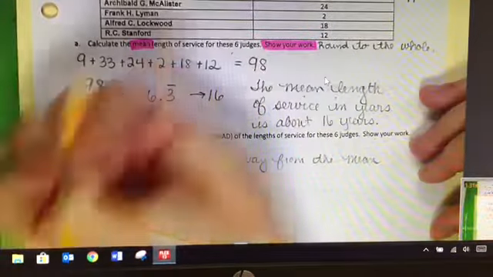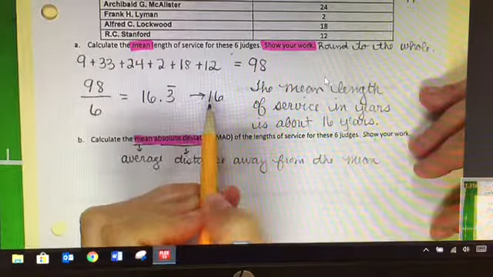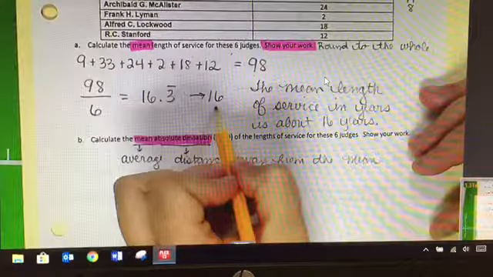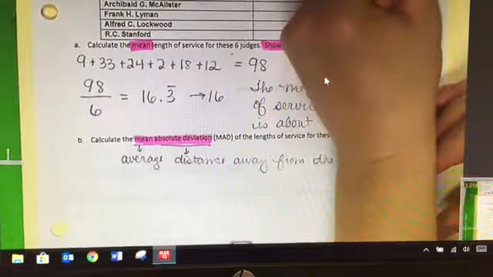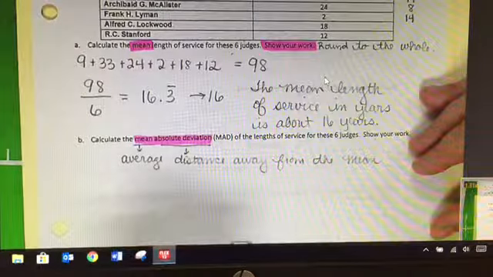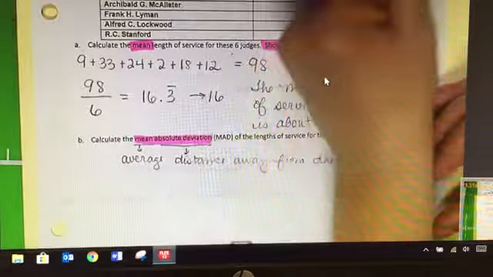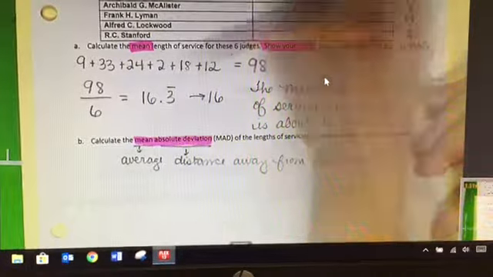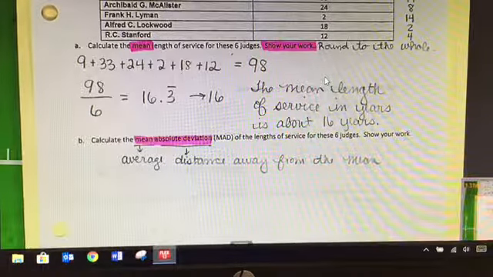24 is how far away from 16? 8. 2 is how far away from 16? 14. 18 is how far away from 16? 2. And 12 is how far away? 4. So those are our deviations. It's the distance from the mean.